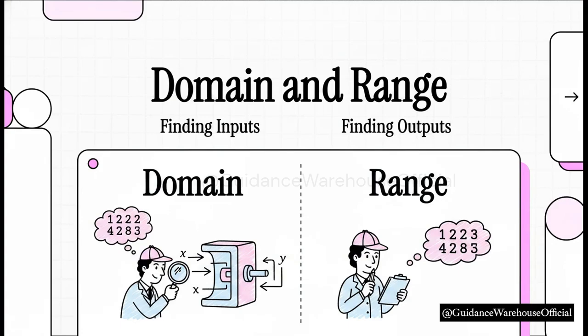All right, welcome, function detectives. Today, we are going on a mission to crack the code of how functions really work. And we're going to do that by investigating two of the most important ideas, domain and range. By the end of this, you are going to have a complete toolkit to analyze pretty much any function that comes your way. So grab your detective hat and let's get started.